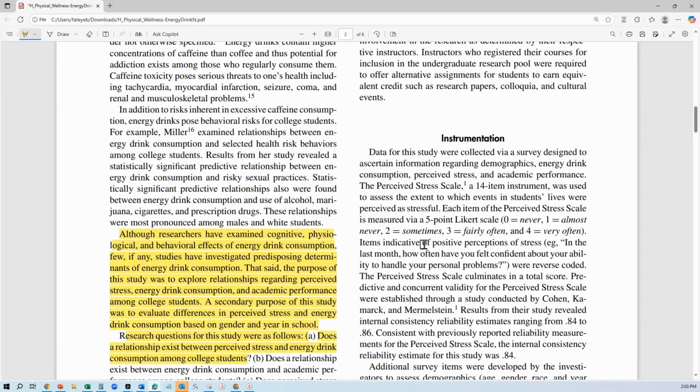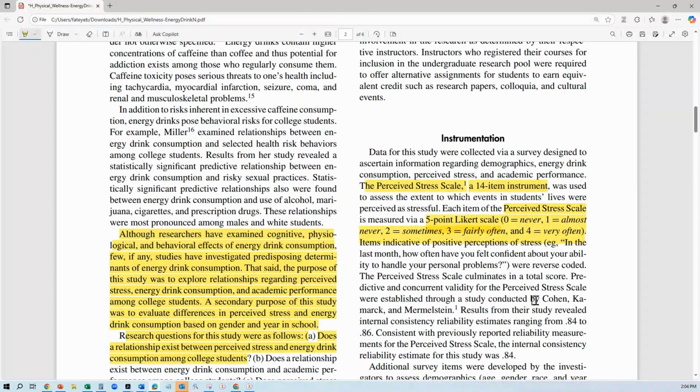And in the method section, it shows here that they measured stress using a scale called the Perceived Stress Scale. And this scale has 14 items, 14 questions that people answer, 5-point Likert scale questions. 0 is never, and 4 is very often.